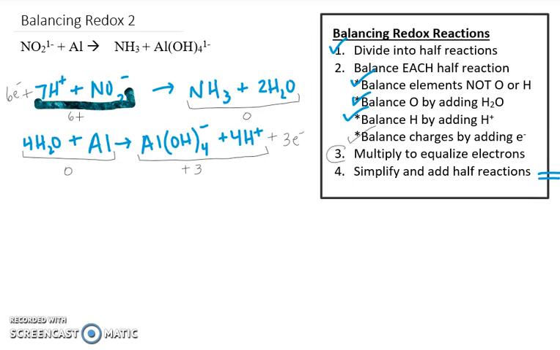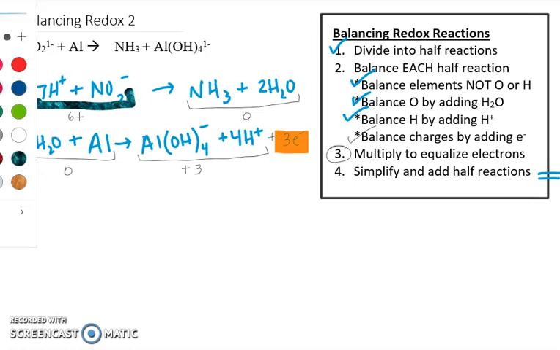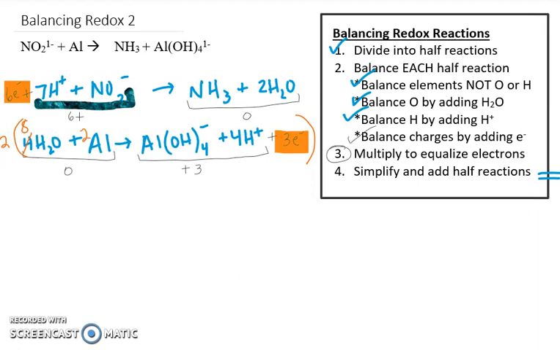The last thing we're going to do here before we simplify is multiply to equalize electrons. So here's where we pay attention to the number of electrons in the top reaction, which is 6, to the bottom reaction, which is 3. In order to get these to equalize each other, we're going to multiply the bottom reaction, excuse me, by 2. So I take this entire reaction and multiply it by 2. So this becomes an 8. This becomes a 2, an 8, and a 6.